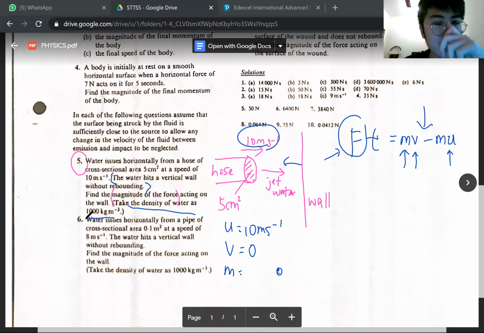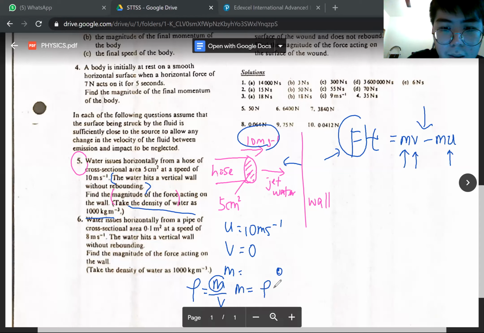Because in this question, the mass is not directly given to you. So we use density equals mass divided by volume. To find mass, we use density times volume. This is how we find mass. This question is a little bit tricky, and a little bit long. So mass is density times volume.